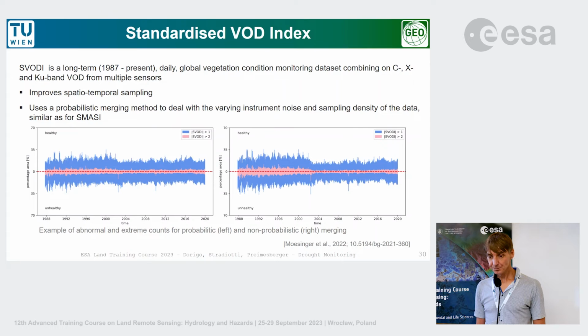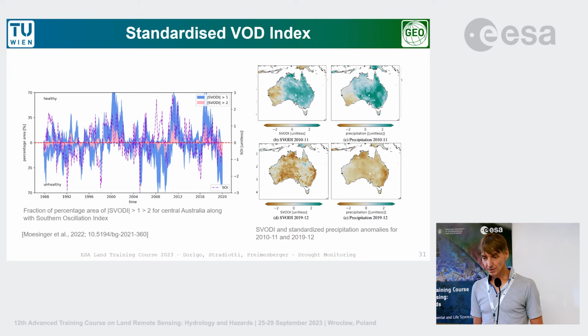It is based on this long-term climate data record of VODCA. So you see some variability, but not so much for this area. But if you look again, what can such an index do?